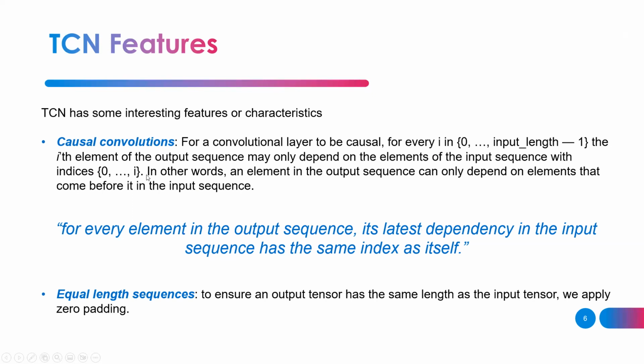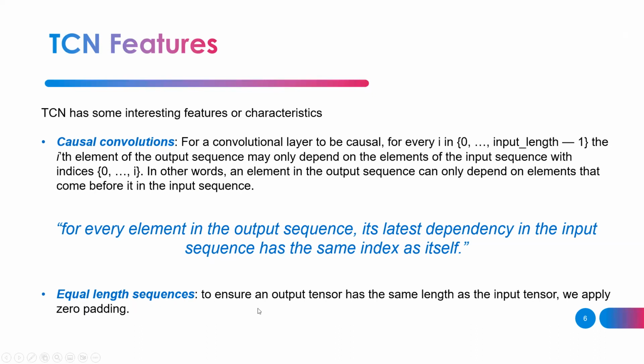Let me explain. Imagine that you are estimating the 10th element of the output sequence. To compute it, you are only allowed to look at the 10th element in the input sequence and the previous smaller elements in terms of the indices: the 9th, the 8th, 7th, 6th, 5th, 4th, and so on, depending on the kernel size that you have defined. So for every element in the output sequence, its latest dependency in the input sequence has the same index as itself. What that means is that if you are estimating the 10th element of the output, the latest value from the input that you are allowed to use is the 10th as well.